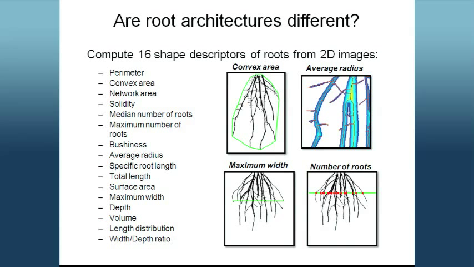In order to do that, we computed 16 different features from 2D images, and I listed all of them here and illustrated some of them on this slide. Some of those features were standard to the plant physiology community and were usually computed by hand or by eyeball estimation. Some of them were new, and we could compute them using our image analysis approach.